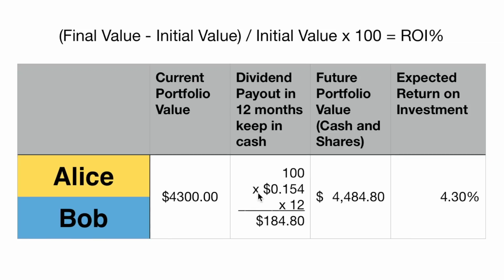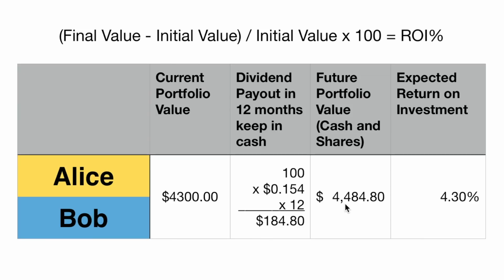We also know that, again, assuming that everything stays equal, the dividend payout in the next 12 months is going to be a set formula. It's going to be very static. So we do this math again: 100 shares times 15.4 cents per share times 12 works out to $184.80.